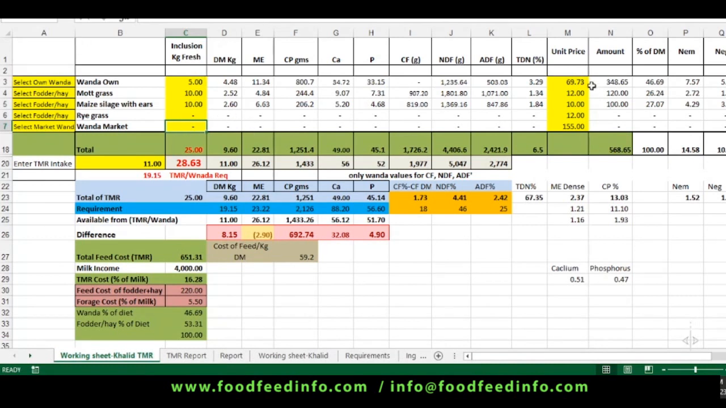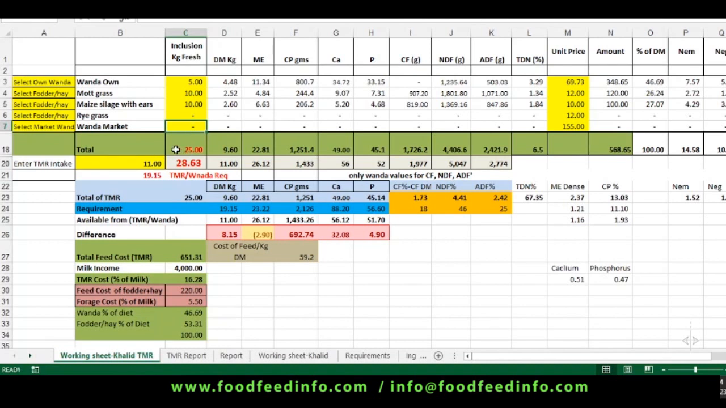So this is the TMR, and these are the prices, and out of this we are getting this. So this is the ratio of this. So it couldn't be 100 at any time. So this can be done just to calculate how much quantity of one thing is in your TMR and what should be the part of other things. So on a percentage basis, that can be converted, but when you are making a TMR, you are actually using parts of different feedstuffs.